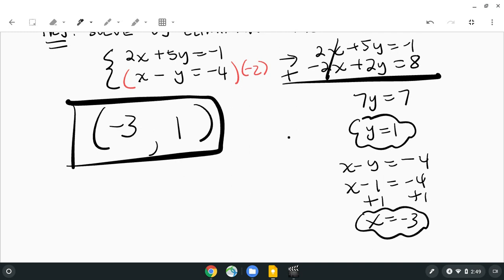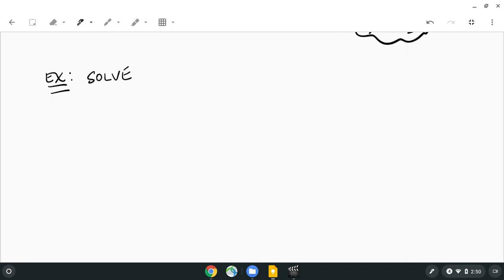All right, let's take a look at this last example here where we have some fractions, because you will see some systems of equations where your coefficients are fractions. So let's take a look here. Solve by elimination method.